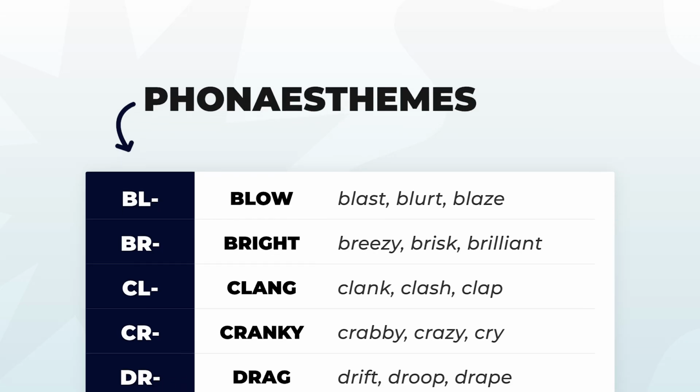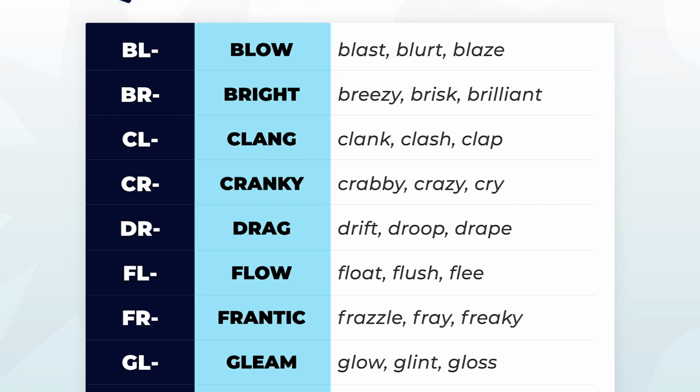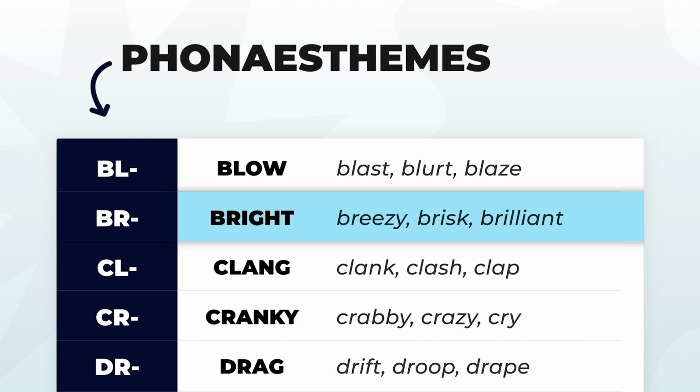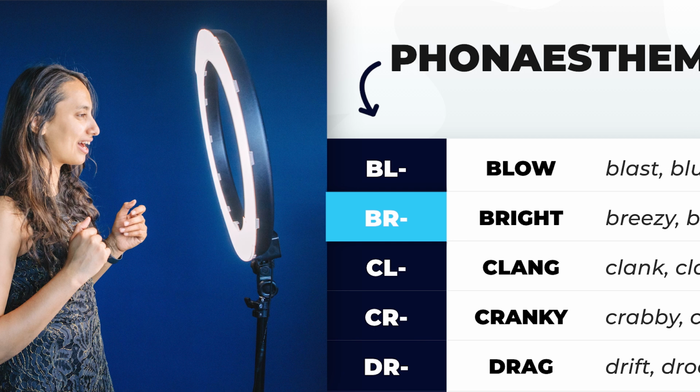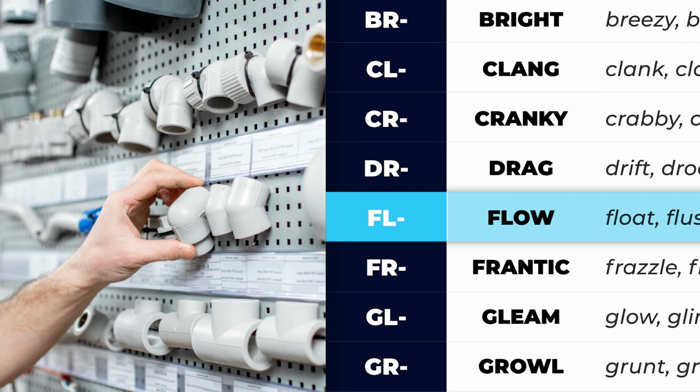Here's a list of what are called phonesthemes. These are combinations of sounds that are associated with particular meanings. For example, the sounds BR appear in words related to brightness. So if you're selling video lights, BR might be a good beginning to your name. Or if you sell water or plumbing supplies, FL might be a good beginning.